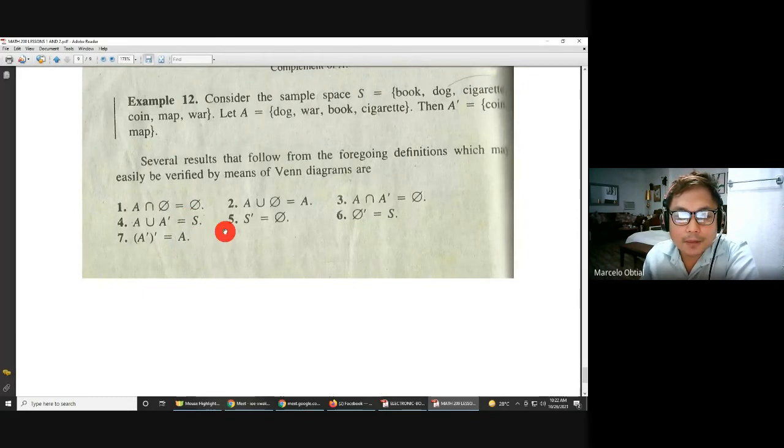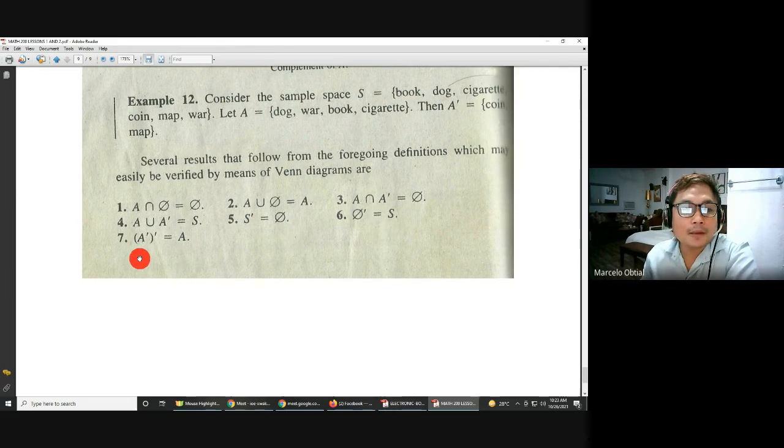The sample space. For number 5, S complement: what is in S that is not in S? It's confusing to understand, but it should be null space. What is in S that is not in S? It's impossible to happen. And next is the null space complement. What is in S that is not in the null space? So, we go back to S.